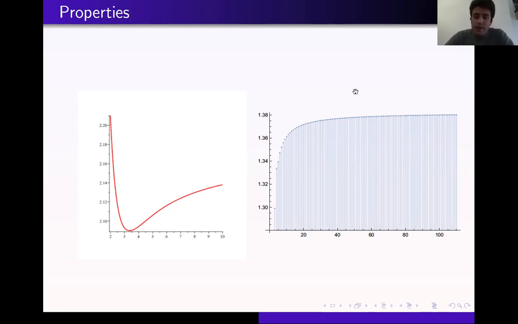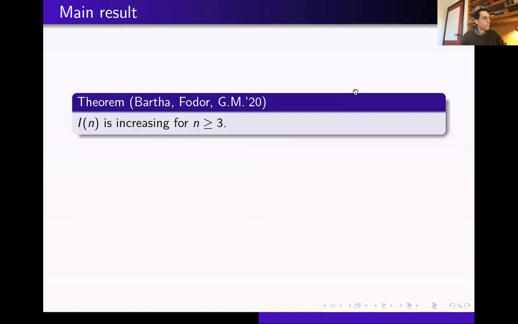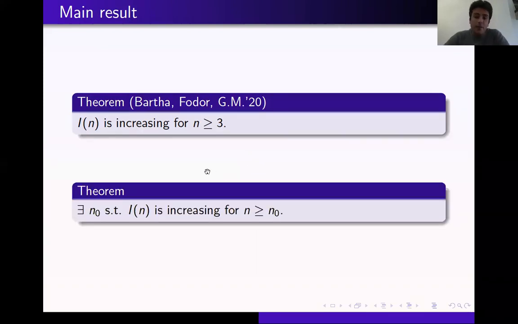And this is my aim in this talk, to show this theorem, that the sequence is actually increasing for every n greater or equal 3. In particular, I'll focus on some parts of the paper because there is not enough time to explain everything. But we'll focus on showing that there exists an explicit n0 so that the sequence is increasing. Some questions so far? I will start focusing now on the proof.